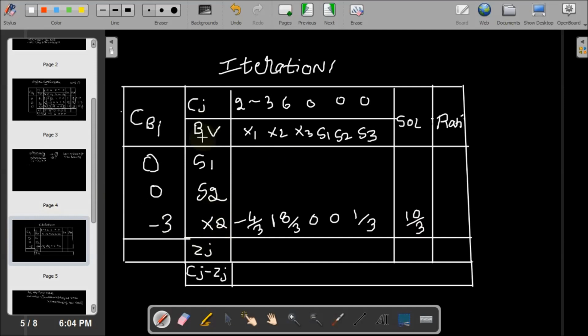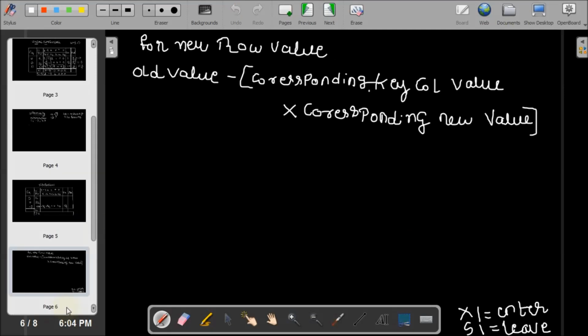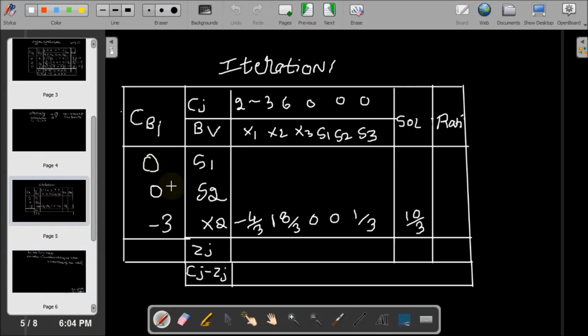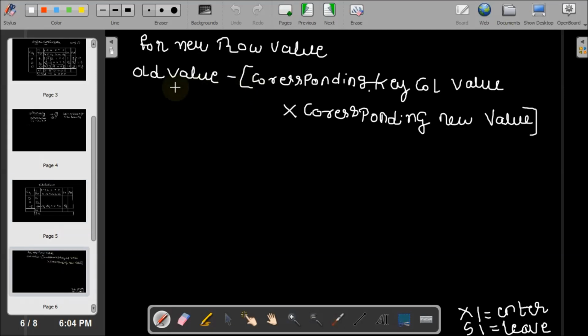But for finding out the new values for S1 and S2, there is a formula here. For finding out the new row values for S1 and S2, I have to apply the formula. What is that formula? Old value minus corresponding key column value into corresponding new value. So it is very simple. Don't get confused.